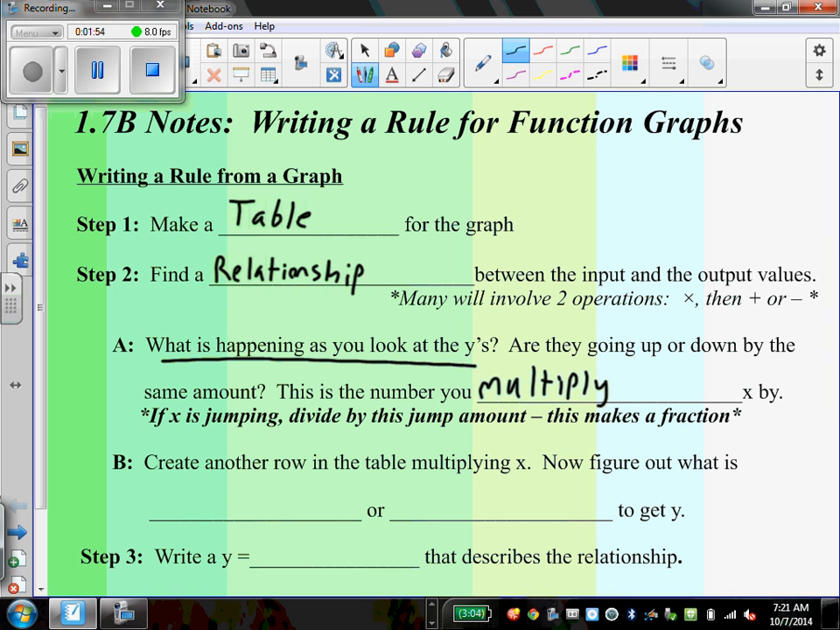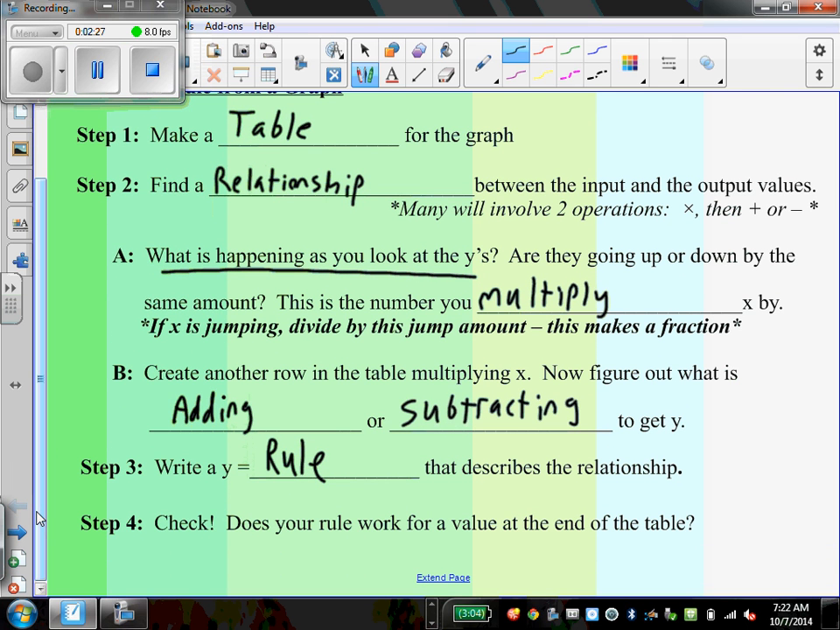So what we're going to do then is create another row in the table multiplying x, and then we're going to have to figure out what is adding or subtracting to actually get to the y. So after that, we're going to write a y equals rule that describes what's happening. And lastly, make sure you check that your rule works for a value towards the end of the table. All right, so let's see this play out in a few examples.